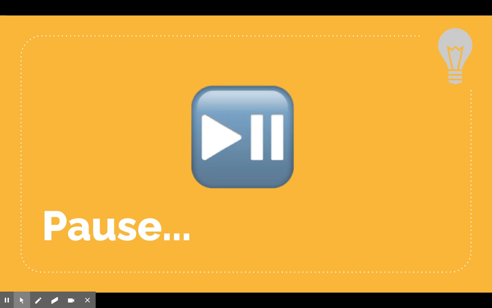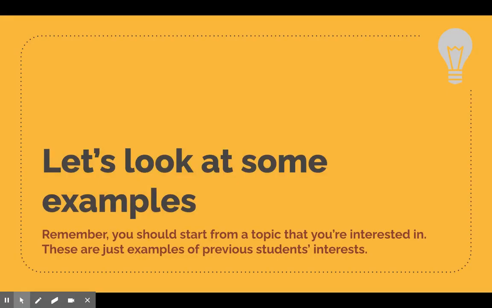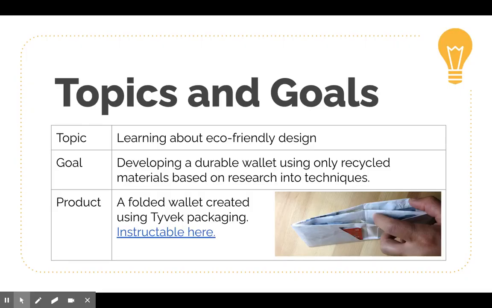Now that you had a chance to process that information, let's look at some examples of student projects. Generally, projects fall into one of 2 categories. Some are focused on creating a final product, while others are focused on achieving a particular outcome or goal. This first project is the product-based type.